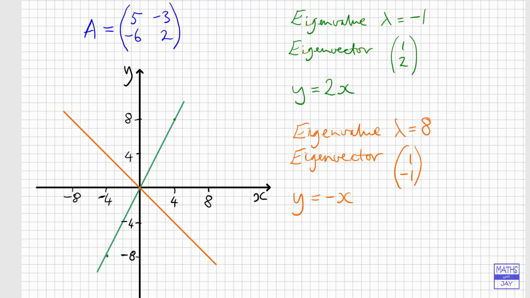So it's important to remember that when we're working with transformations like this, the only points that scale in this way are ones which are on the eigenvectors. So you might like to check this for yourself by having a look at what happens to another point, a point that's not on one of those lines. So for example, what would happen to the point 5, 4?